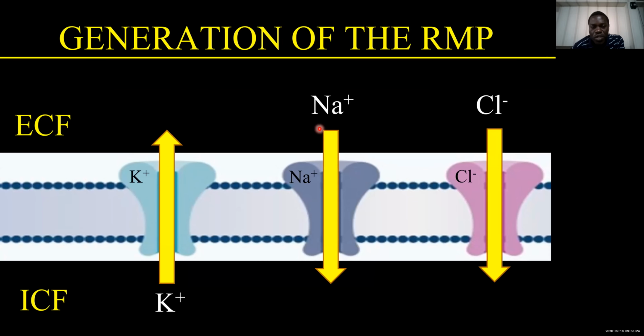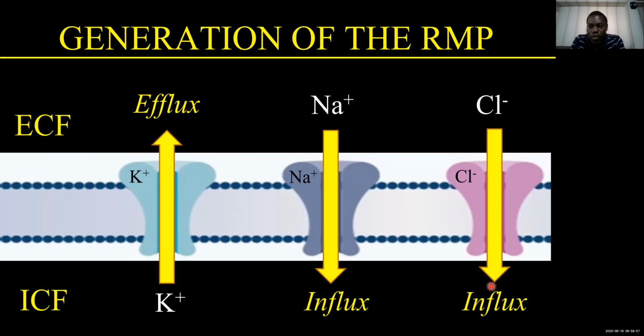The term we use for a molecule that is moving outwards is efflux. So we will have potassium efflux. Efflux is the term we use when there is net movement outwards. The term we use for net movement inwards is influx. So for sodium and chloride, we constantly have influx. For potassium, we constantly have efflux.